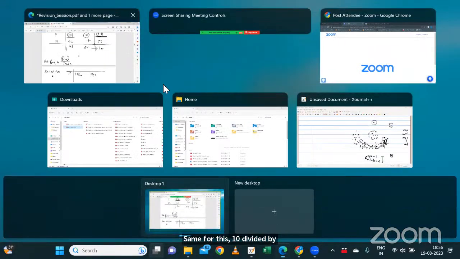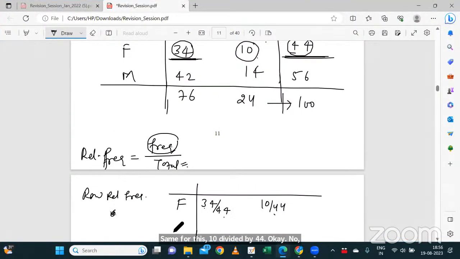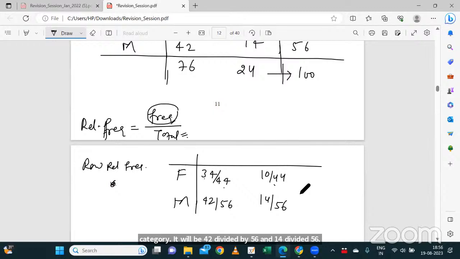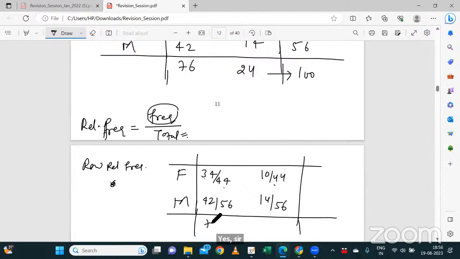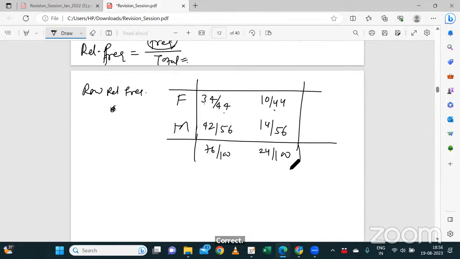Frequency divided by total. Same for this, 10 divided by 44. Now for the male category, it will be 42 divided by 56 and 14 divided by 56. For the grand total column, you will get 76 divided by 100 and 24 divided by 100. Is it clear how I'm going to proceed?